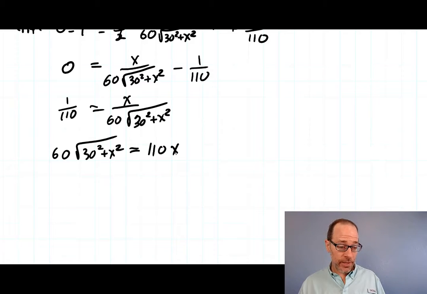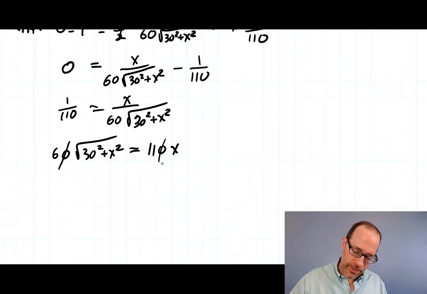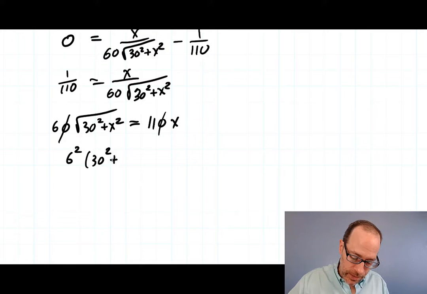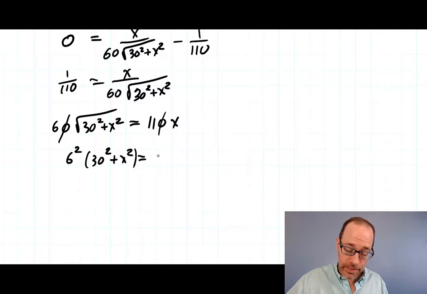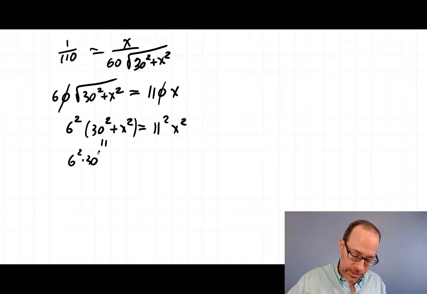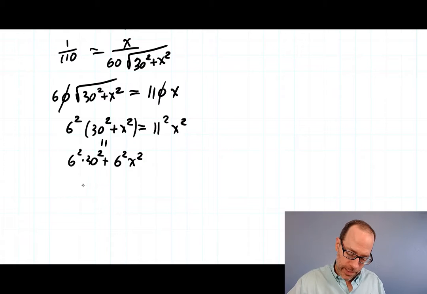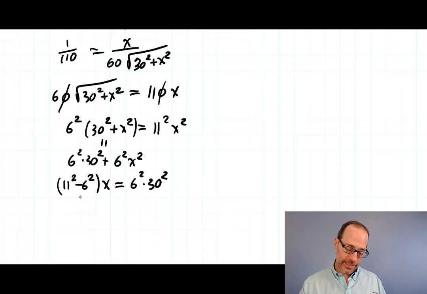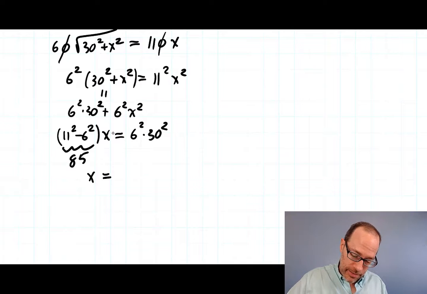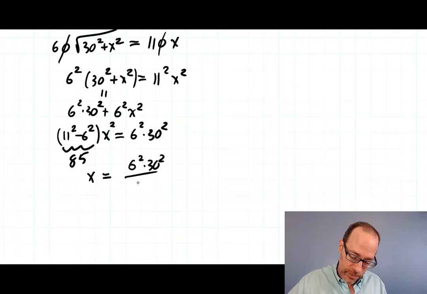You got that pesky square root in there. Let's divide both sides by 10 first of all. But to get rid of the square root now, let's square everything. So we get 6 squared times (30 squared plus x squared) equals 11 squared times x squared. So this side will be 6 squared times 30 squared plus 6 squared times x squared. Let's put the x's together. So we'll have (11 squared minus 6 squared) x squared is equal to 6 squared times 30 squared. Let's see, that's 121 minus 36. I guess that's 85. So x squared will be 6 squared times 30 squared all over 85.